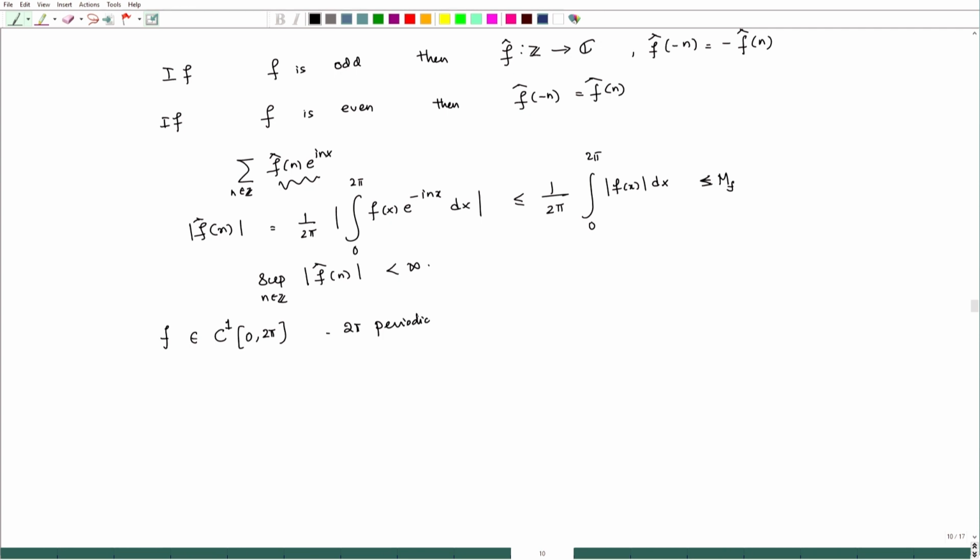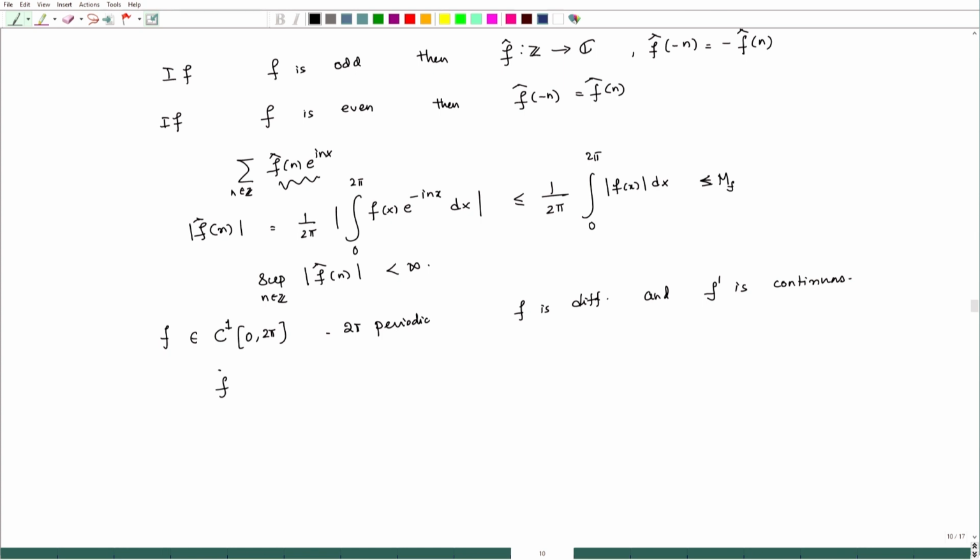So, remember this C 1 means f is differentiable and f prime is continuous. If you recall, when we are talking about the continuity and the differentiability of the function f, we had this definition that f of 0 is equal to f of 2 pi, because this is a periodic function on the circle, and we are looking at the continuity of f.